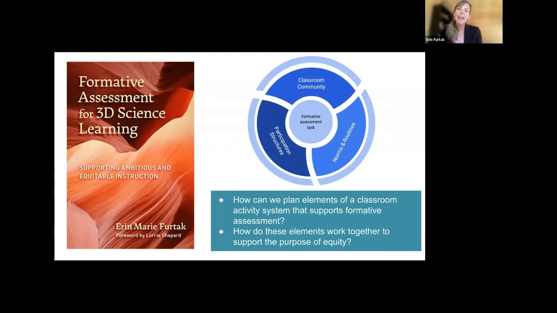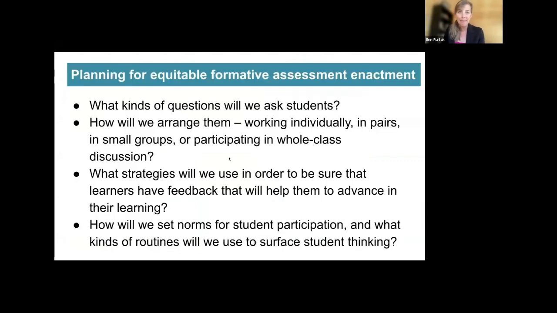So thinking about how we're building classroom community in which students can share their ideas, how we're thinking about participation structures, how we're thinking about norms and routines, and how all of these elements work together to support the purpose of equity in classroom assessment.